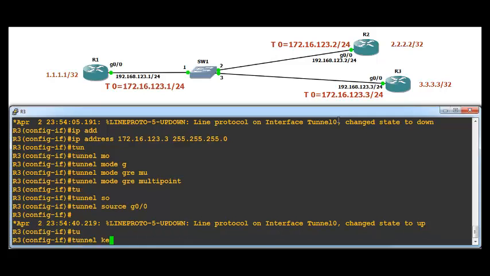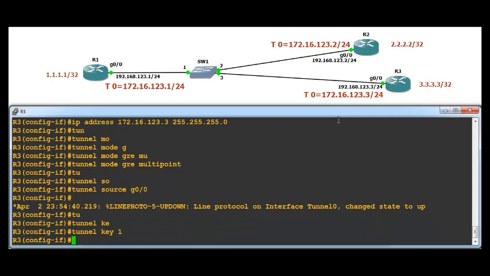Destination? No, we don't say destination here. Nowhere do we say destination. If it is static, then we will say destination. This is DMVPN. We never use the word destination in DMVPN. If I use the destination, then it will not be a dynamic multipoint VPN. It will become a static multipoint. Right. Next is what?